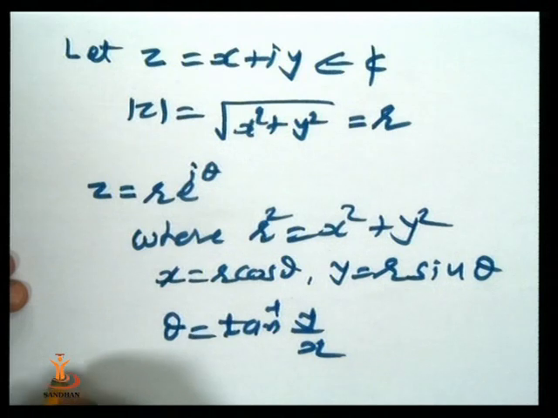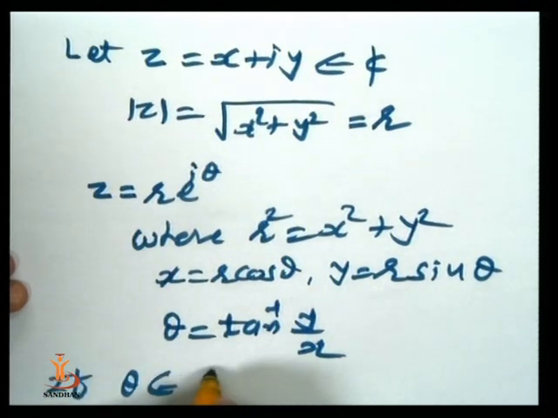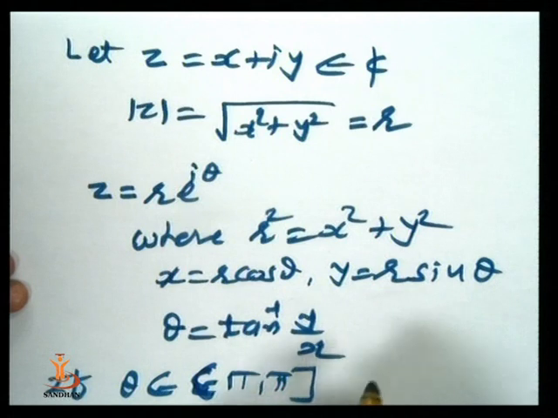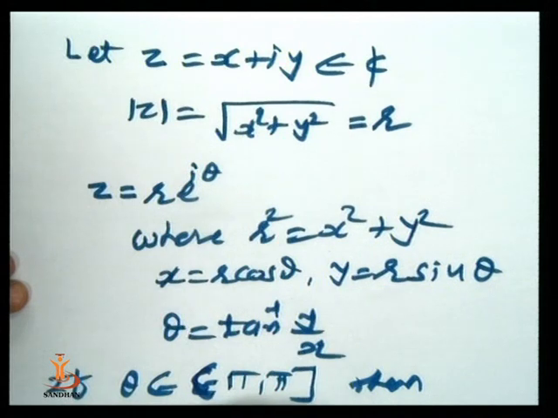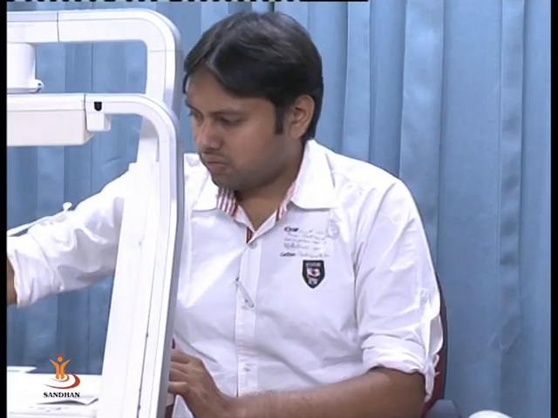Now if we restrict this value of theta, if theta belongs to the interval open minus pi to closed pi, then this theta is said to be the principal argument. These all things we know. Now see in the PPT.